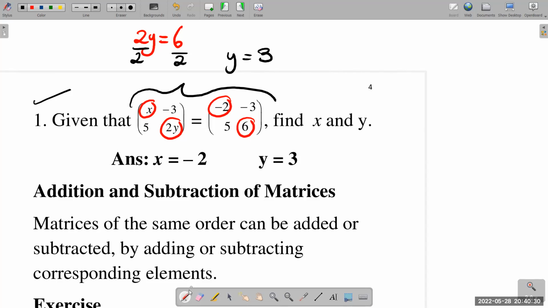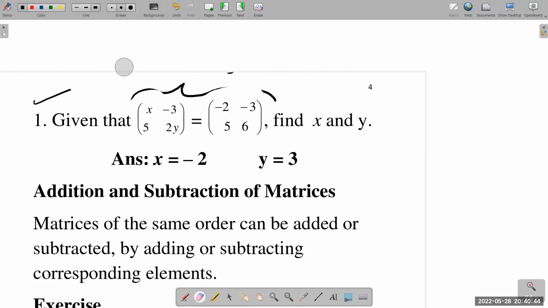If each element that holds the same position are equal, so look at it. X is equal to -2 because that's the first element A. -3 and -3 already match. 5 and 5 already match. But what did they say? 2y, because they are equal, these two gonna be equal to each other. So if 2y is equal to 6, you don't understand how to find y? When all you're really required to do is transpose. You get rid of the 2, what is left back?